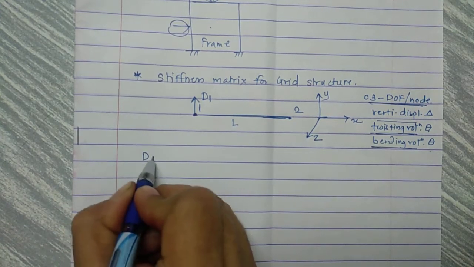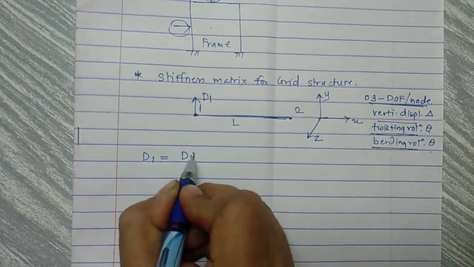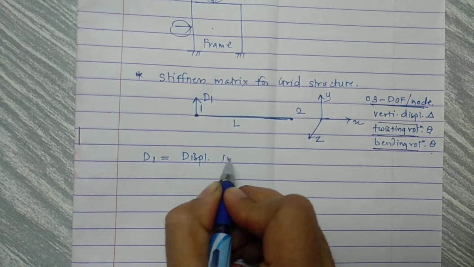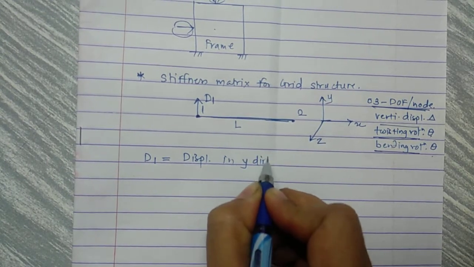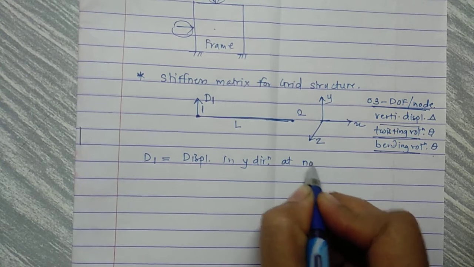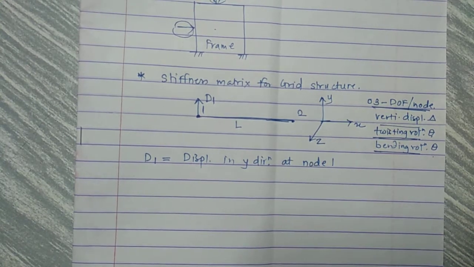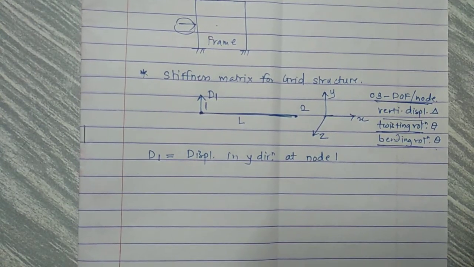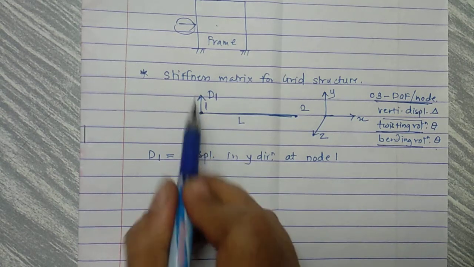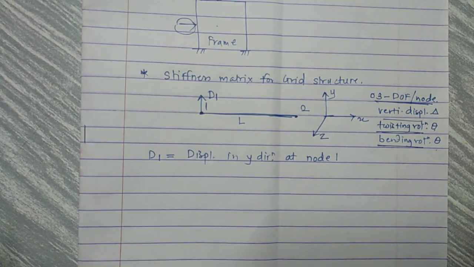D1 is displacement in y direction at node 1. Displacement in y direction at node 1, D1, that is denoted with this vertical arrow.